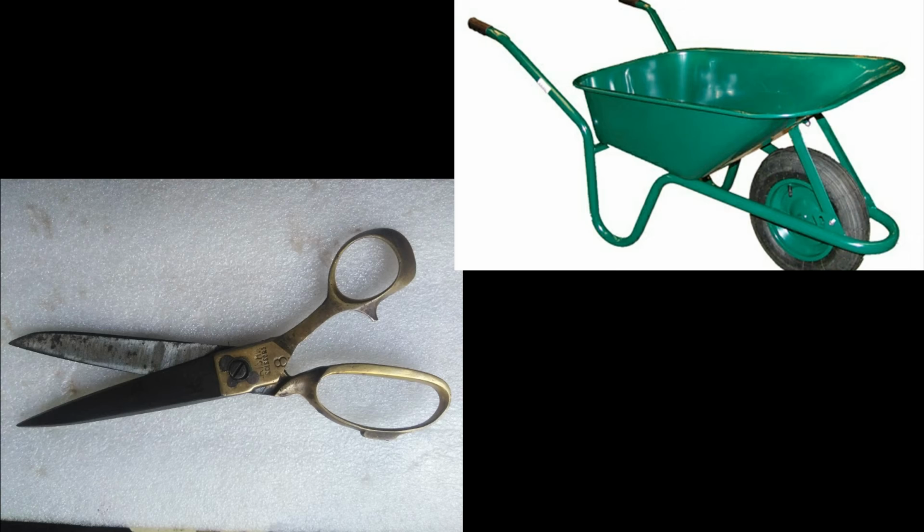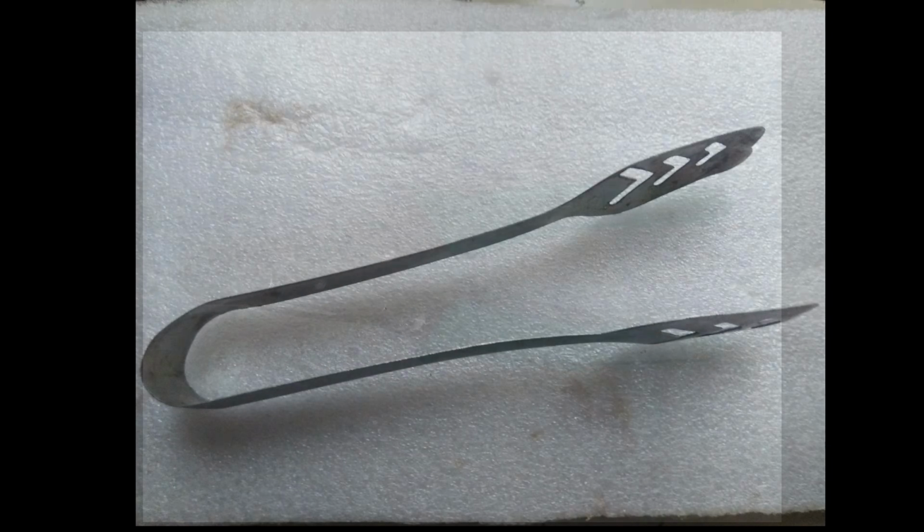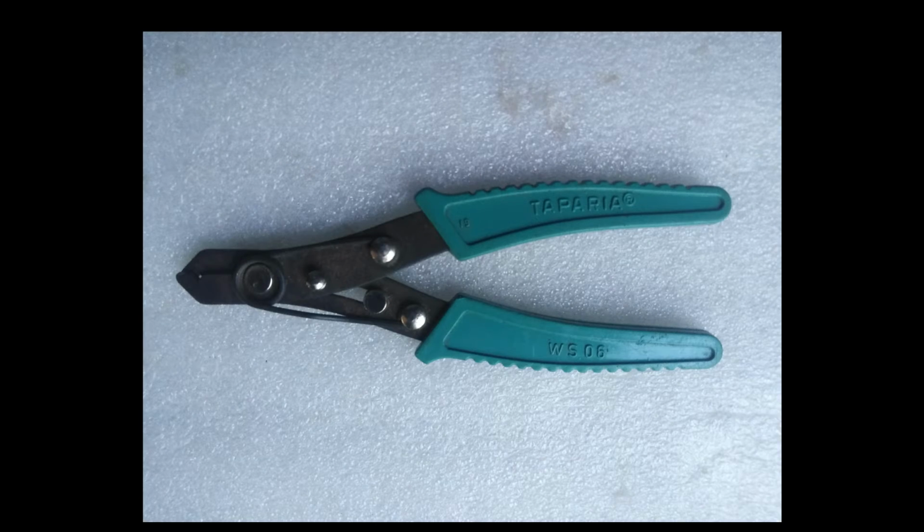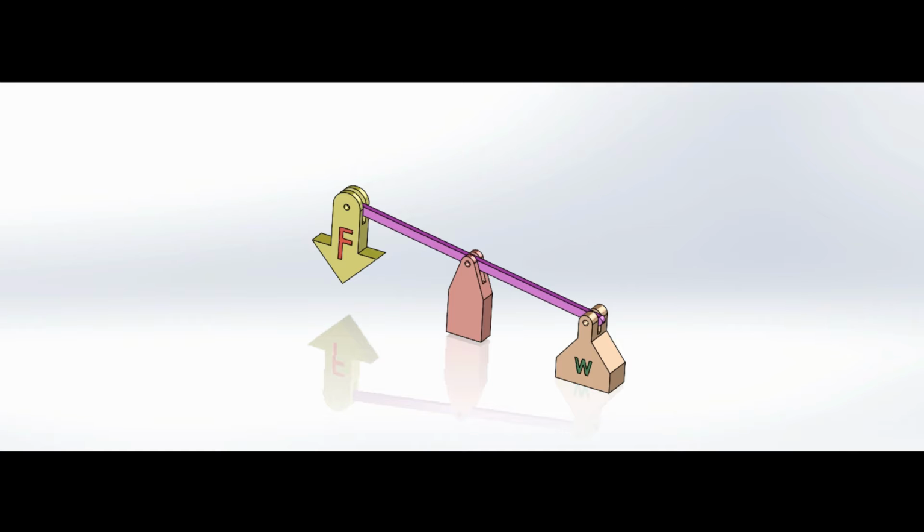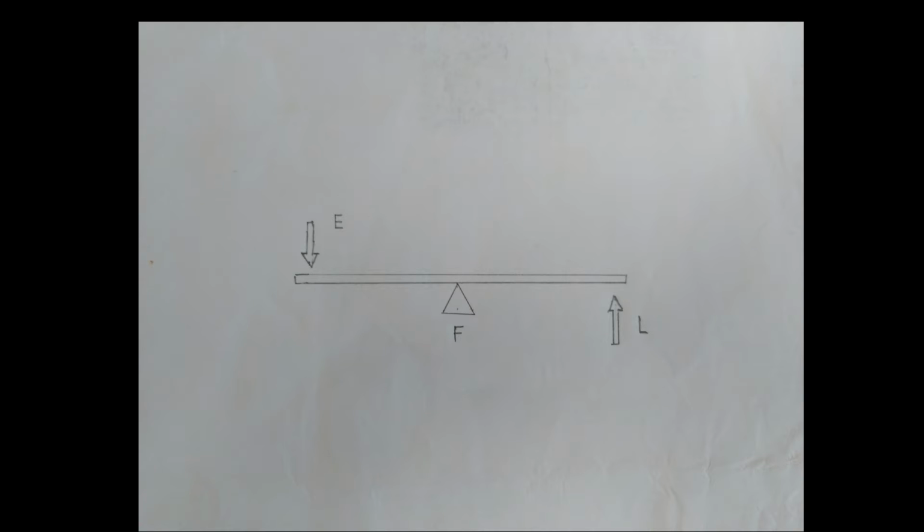In this video, we will see the types of lever. Man has used lever from a long time to make his work easy. A lever is a rigid rod pivoted at a fixed point called the fulcrum. Here is a schematic representation of a lever.